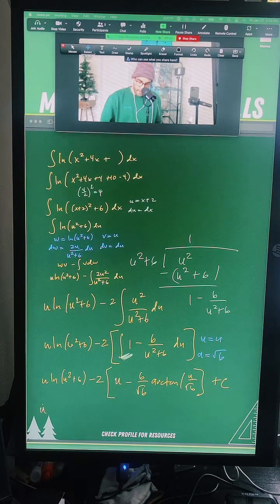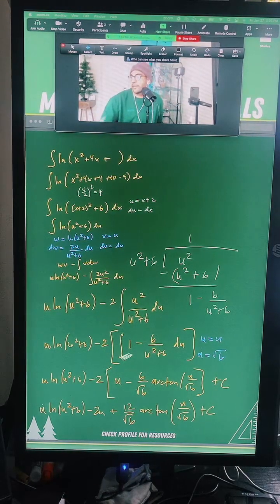And so now we have u, natural log of u squared plus 6, minus 2u plus 12 over root 6. I'm not going to worry about taking the conjugate. I'm just going to leave the radicals on the bottom. And now we have arctan of u over root 6 plus c.